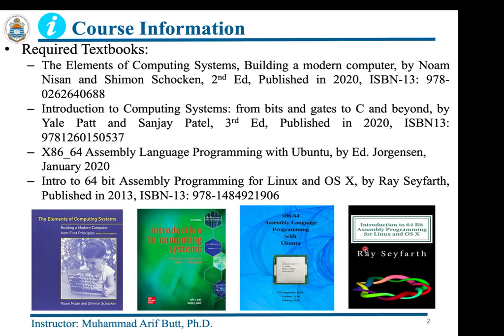Well, dear students, this slide shows the 4 books using which this course has been designed, and the electronic versions of these books are available on our course Bitbucket repository. The first half of the course will be covered from The Elements of Computing Systems by Noam and Shimon, and Introduction to Computing Systems: From Bits and Gates to C and Beyond. Similarly, the second half of the course will be covered from these 2 books, x86-64 Assembly Language Programming with Ubuntu, and Introduction to 64-bit Assembly Programming for Linux and OS X.